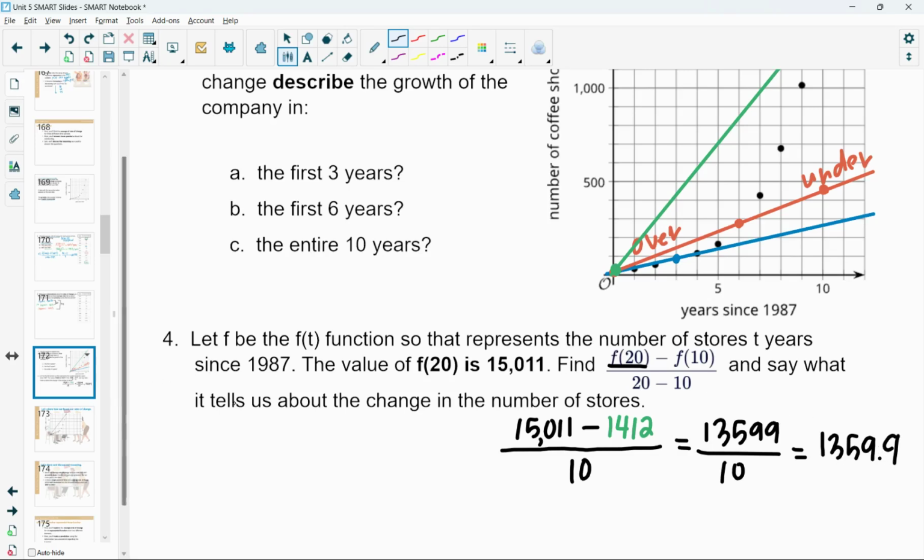So then this is going to tell us that the change in the number of stores was about 1,360 stores per year from 1997 to 2007.